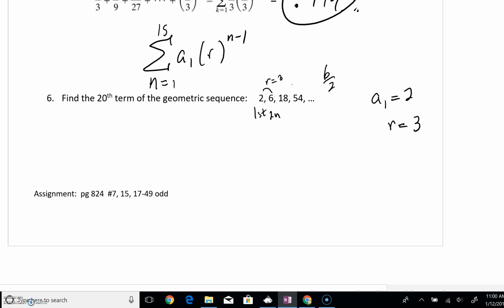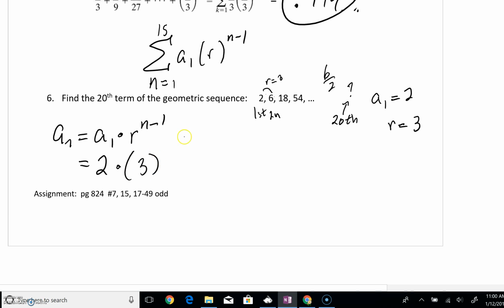And we're not summing right now. We'd just like to know what the 20th term is. So we've got to go back to the beginning of our lesson. a sub n is equal to a sub 1 times r to the n minus 1. And we'll have an a sub 1 of 2. Our r happens to be a 3. But if n is equal to 20, well, then this is 3 to the 20 minus 1. It's 3 to the 19th, multiplying that by 2.